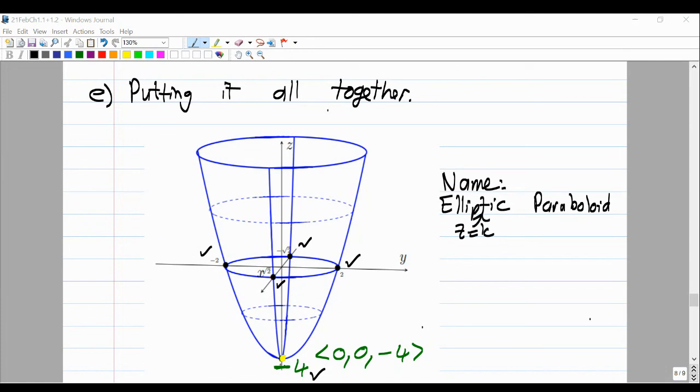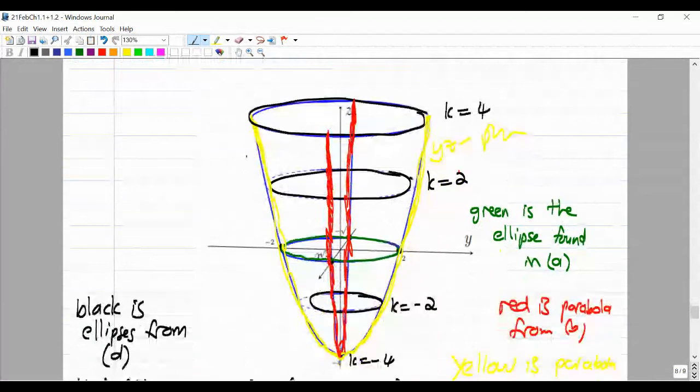Let me repeat that. In my diagram over here, the yellow is a parabola, and that's when we do the YZ plane. The red is a parabola when we do the XZ plane. And now when you do Z equal to K equal to minus 4, you get this point. K equal to minus 2, you get this ellipse. K equal to naught, you get this ellipse. Remember, we discovered this ellipse. It cuts at minus 2, 2, root 2, minus root 2. K equal to 2 is this ellipse. It gets bigger. And K equal to 4 is this ellipse.